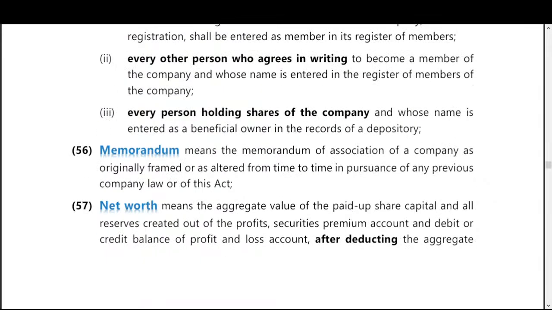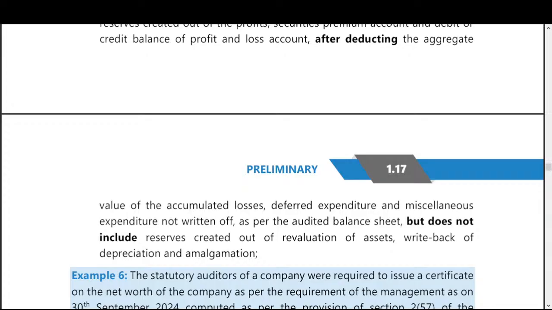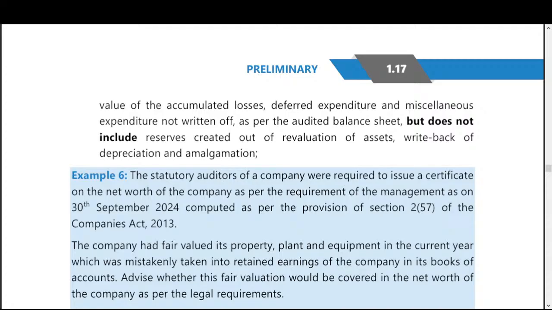Net worth means the aggregate value of the paid up share capital and all reserves created out of the profits, securities premium account, and debit or credit balance of profit and loss account, after reducing the aggregate value of accumulated losses, deferred expenditure, and miscellaneous expenditure not written off, as per the audited balance sheet, but does not include reserves created out of revaluation of assets, write back of depreciation, and amalgamation.